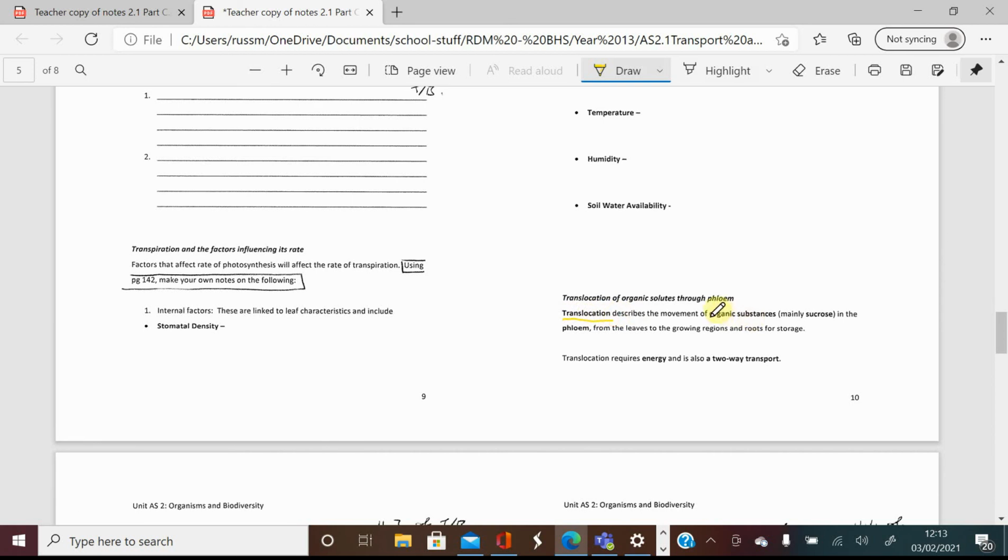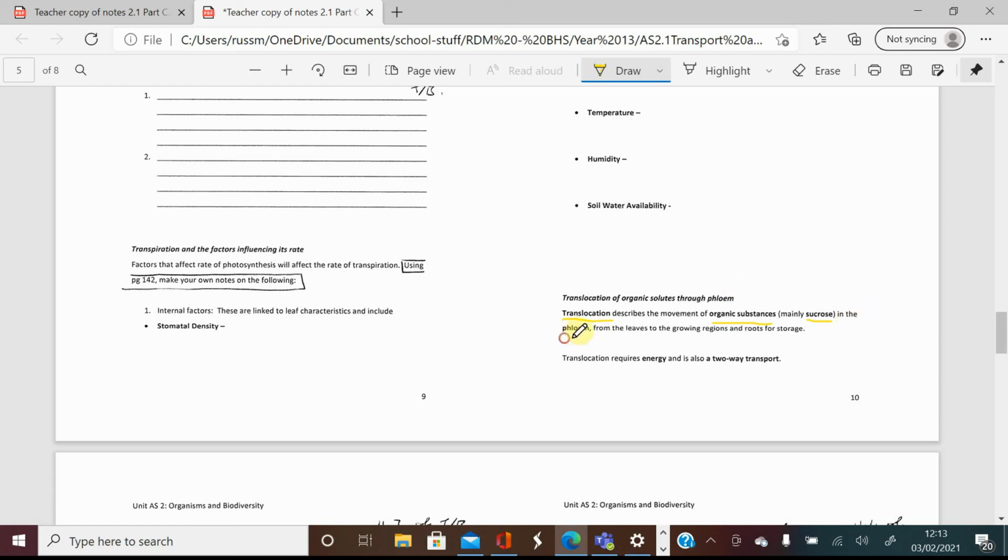Translocation describes the movement of organic substances, and the key is this: anything that's been made through photosynthesis. It's going to be sucrose primarily. Remember, that's a glucose and a fructose stuck together. It's energy rich, so for every molecule transported it contains more energy, which makes it very economic. It also doesn't have the same osmotic influence on the fluids within a plant as glucose would, which is another reason it's transported in that form rather than pure glucose.